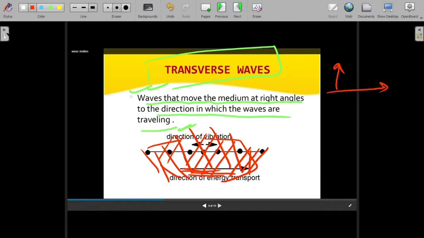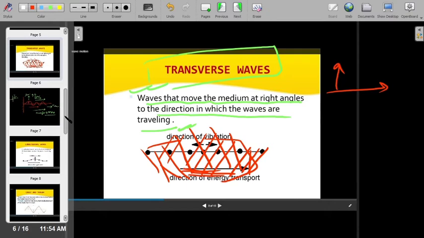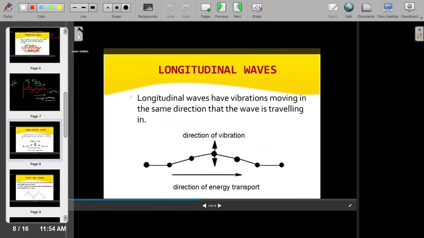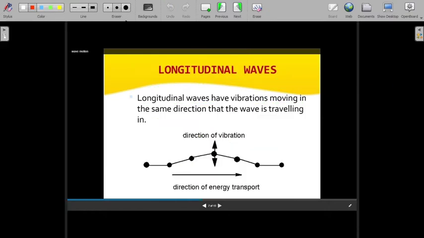Okay, so let's continue to the next type of wave, that is longitudinal wave. So here, what happened is that both the pictures got shifted, or both the diagrams got shifted. Sorry for that. Okay, just let me cut it.